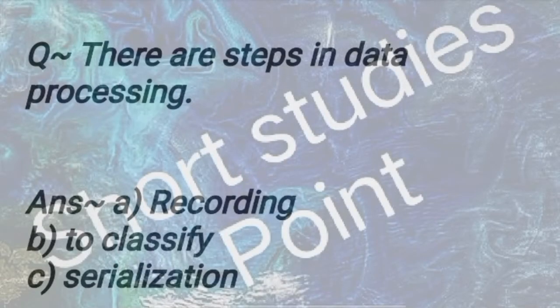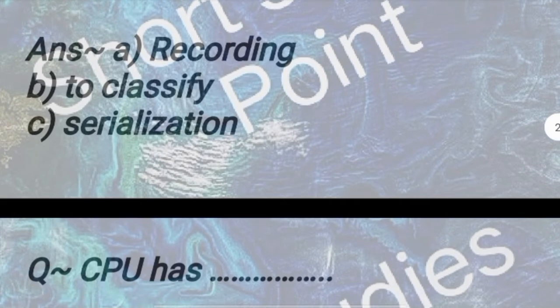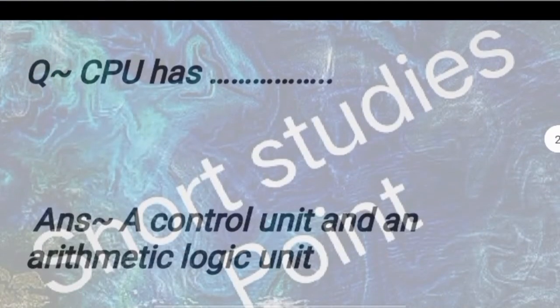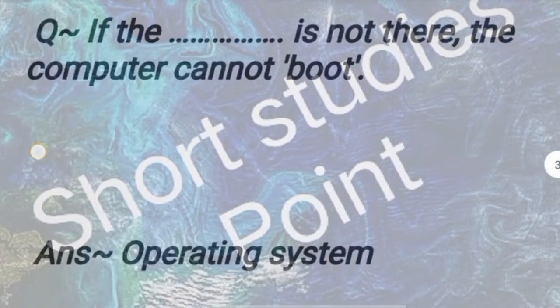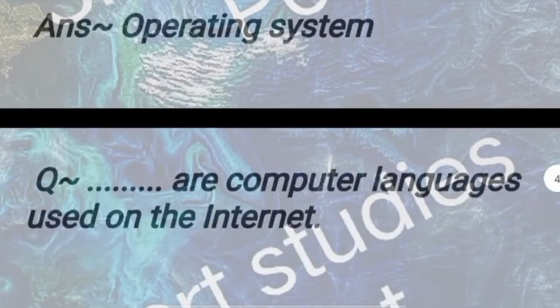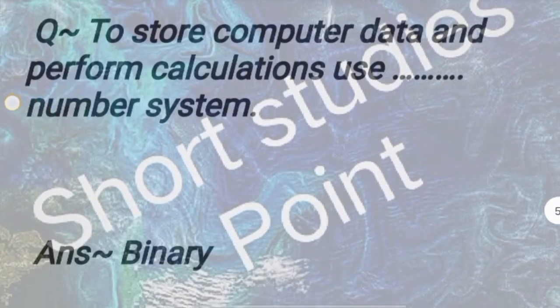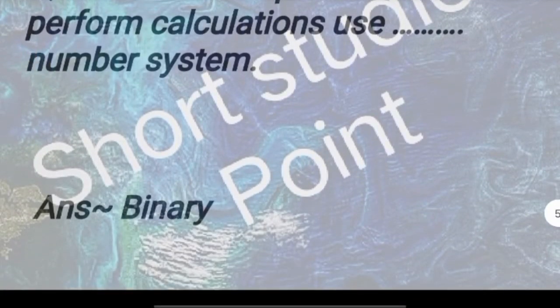Question: there are dash steps in data processing. Answer: recording, classification, serialization. Next question: CPU has dash. Answer: a control unit and an arithmetic logic unit. Next question: if the dash is not there, the computer cannot boot. Answer: operating system. Next question: dash is a computer language used on the internet. Answer: Java.